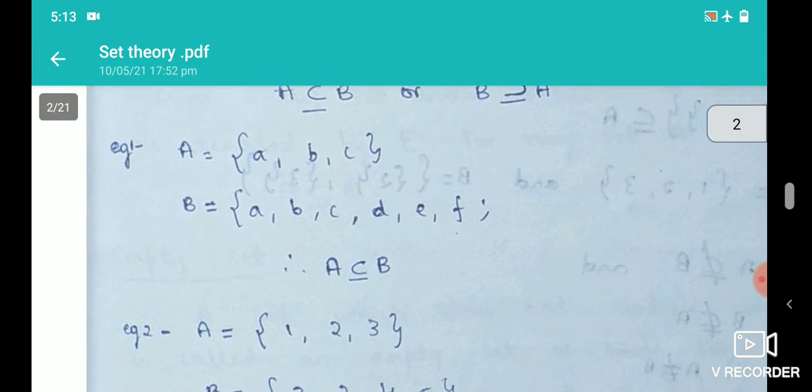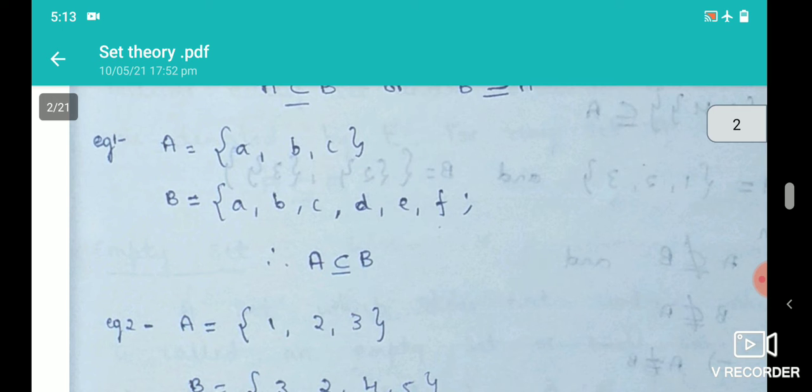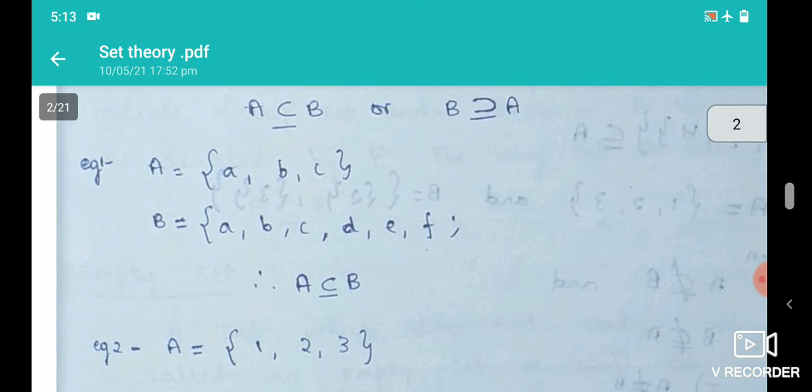For example, consider the set A. A is {a, b, c}. 3 elements are there. Now set B. B is {a, b, c, d, e, f}. Okay. Now whether A is a subset of B? Can you find all the elements of A in B?